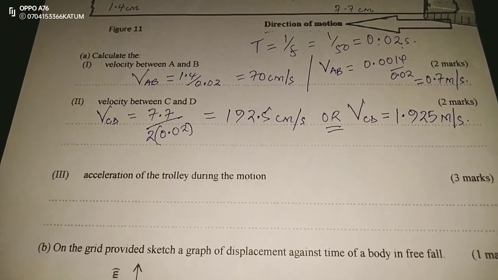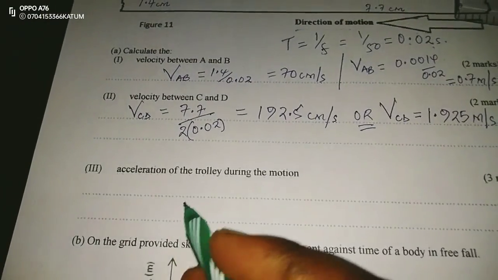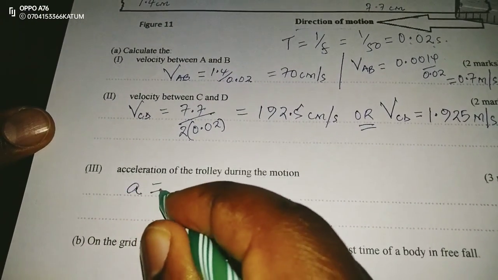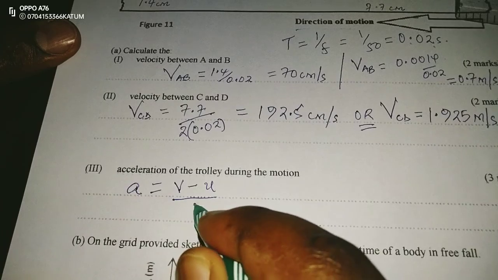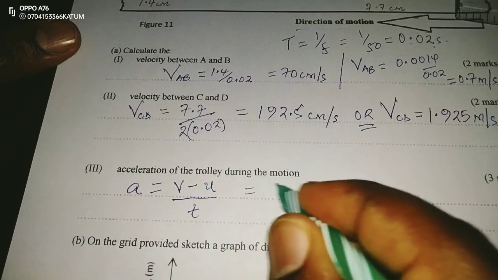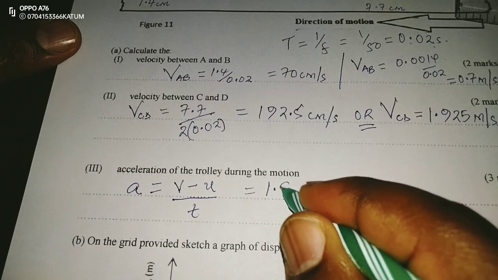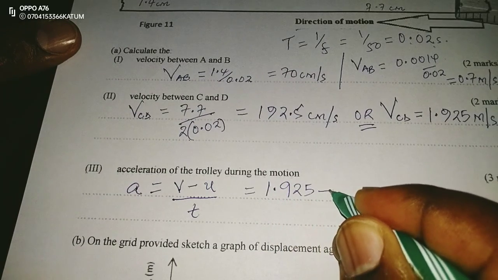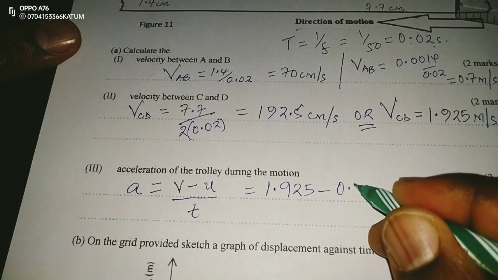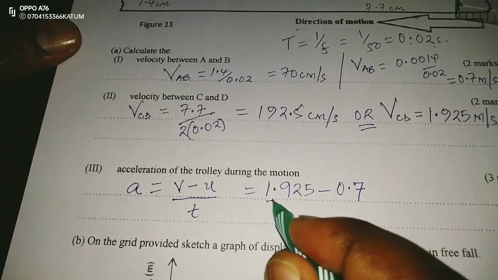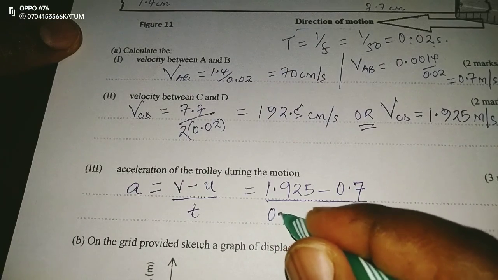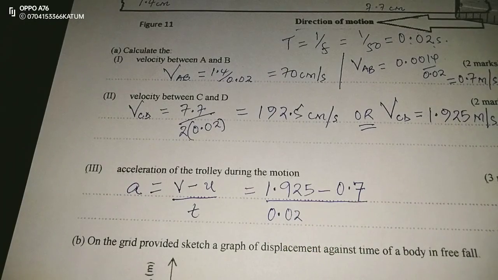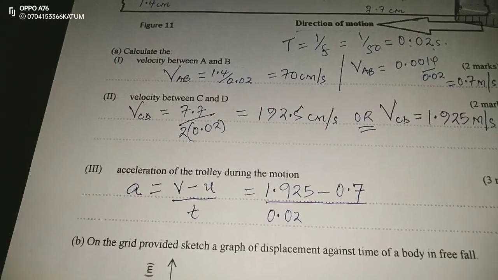Then we continue in part 3. We are calculating the acceleration of the trolley during the motion. The acceleration of a trolley is usually evaluated by taking the final velocity minus the initial velocity, divided by the time taken. In this case, we need the final velocity, which is 1.925, minus the initial velocity, which was 0.7, divided by the time taken. So we have to multiply the number of intervals with the time within one interval, which is 0.02. I'm going to show you how to come up with the number of intervals.